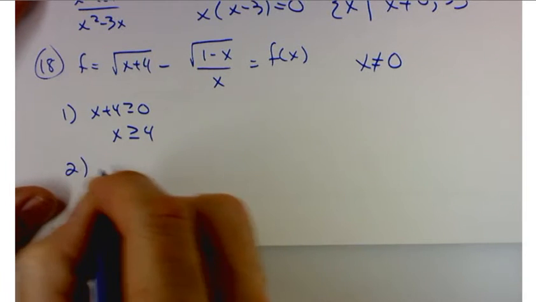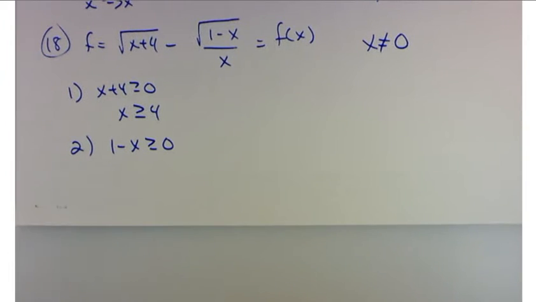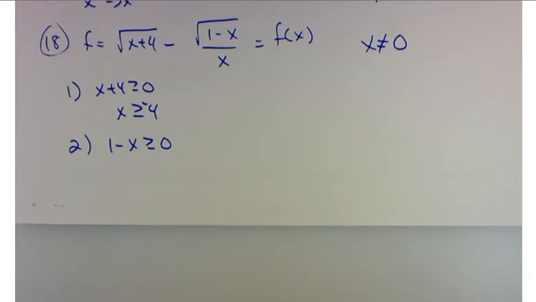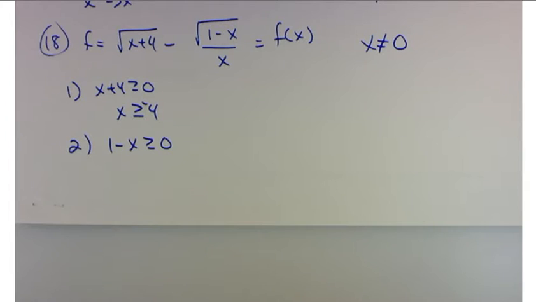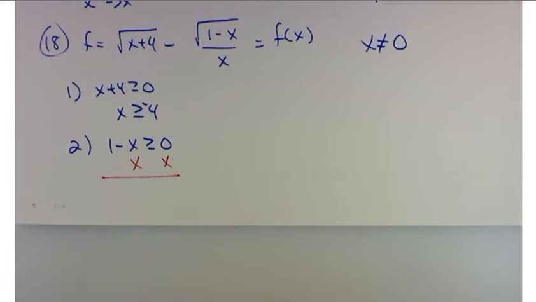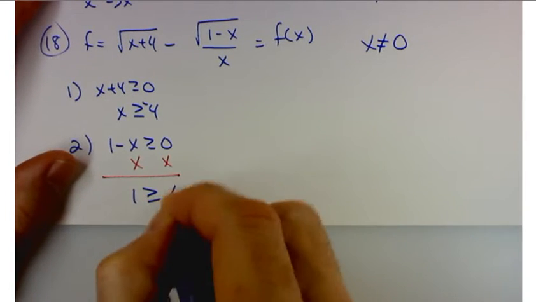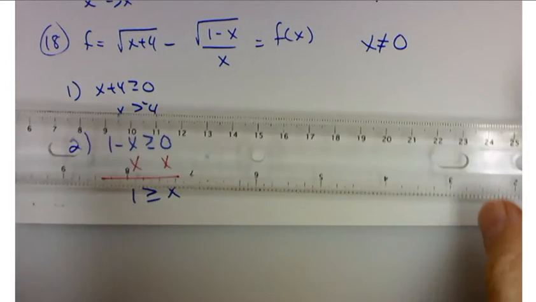And for the second one, I want 1 minus x to be greater than or equal to 0. How do you want to solve that one? For me, the easiest thing to do would be to add x to both sides. So 1 is greater than or equal to x. Now I need all these things to be happening at the same time. I need the intersection of these sets.